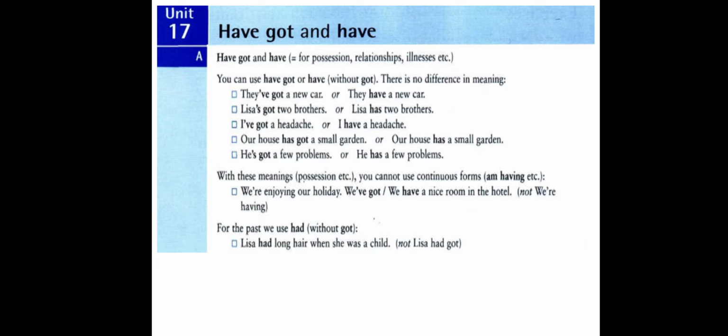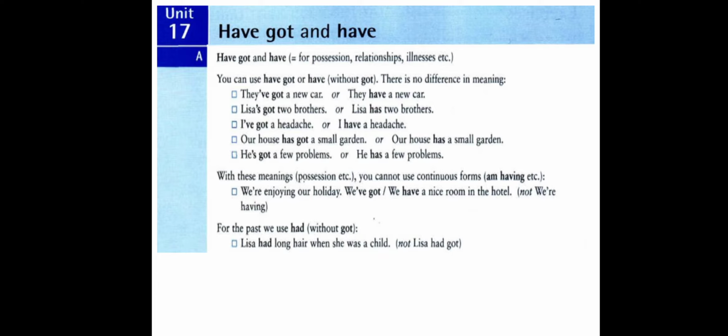In the next example, I have got a headache. Here we use have plus past participle to say that we have a headache, to express illnesses. Or I have a headache, we use have only as a main verb, and it is followed by the illness. We say I have a headache.